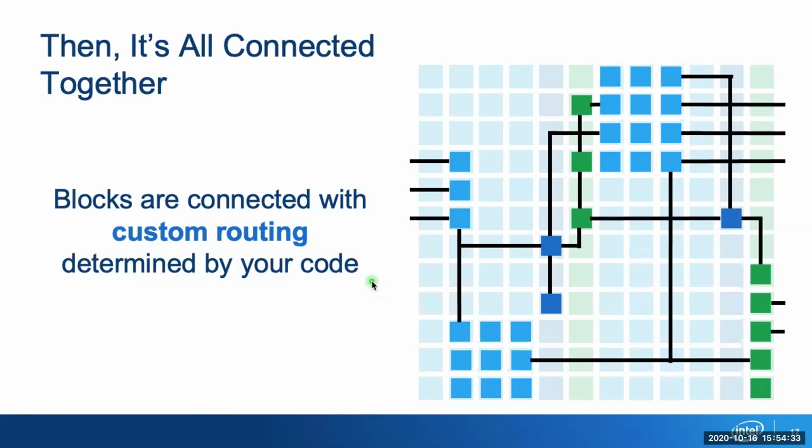And these logic elements are connected, and the routing circuits are also configurable. So the blocks are connected and determined by your code. Again, this is not explicitly described in the code. You describe the behavior of the circuit, and the synthesis tool generates all this for you.